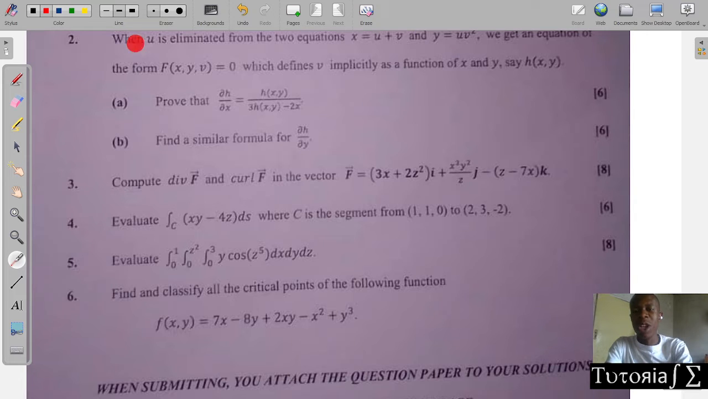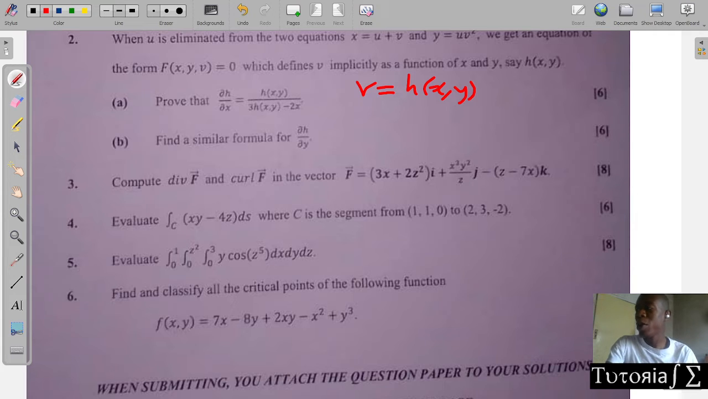The question reads, when u is eliminated from the two equations, these are the two equations, we get an equation that only has x, y, and v in it, which defines v implicitly as a function of x and y, say h of x comma y. So here, what they've said simply is that v is equal to h of x comma y.